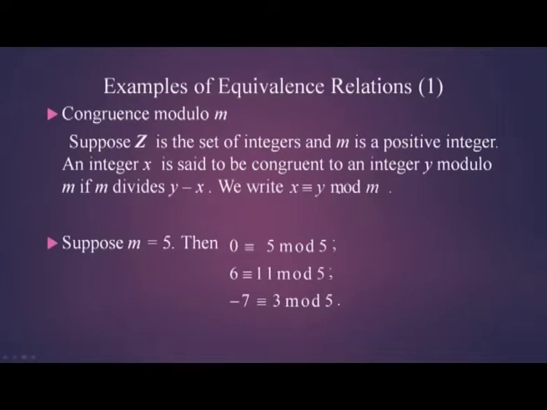Possibly the most famous equivalence relation is the congruence modulo m relation that we have studied in the previous lecture, and we have considered the example just a while back. So, we are considering the set of integers, and we say that x is congruent to y mod m if y minus x is divisible by m. For example, if we take m equal to 5, then we see that 0 is congruent to 5 mod 5, 6 is congruent to 11 mod 5, minus 7 is congruent to 3 mod 5.